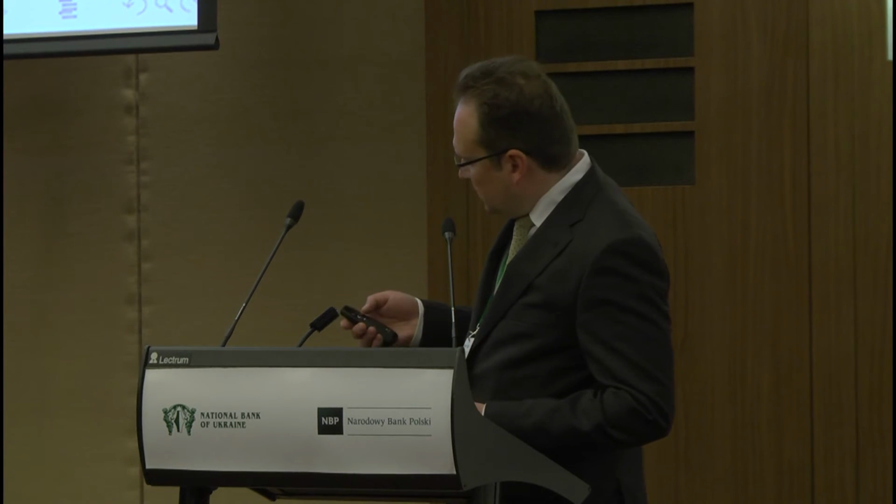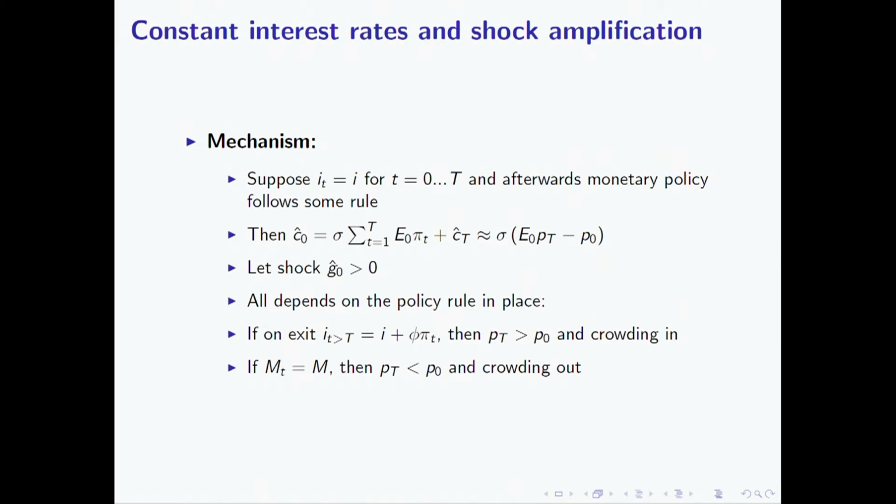So what is the mechanism behind this? How does it work? It all goes through the real interest rate in the Euler equation. Suppose that the nominal interest rate is held constant for periods t from 0 to capital T, and afterwards monetary policy follows some rule. Then the nominal interest rate drops out from the Euler equation, and what is left is that consumption today equals a cumulative sum of future inflation plus consumption at period T, when the central bank stops the constant interest rate policy. If you assume that T is far enough into the future and C_T is approximately 0, then this is proportional to the difference between the price level upon exit from the constant interest rate policy and the price level today.